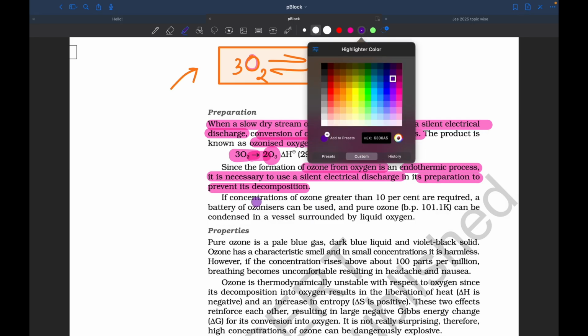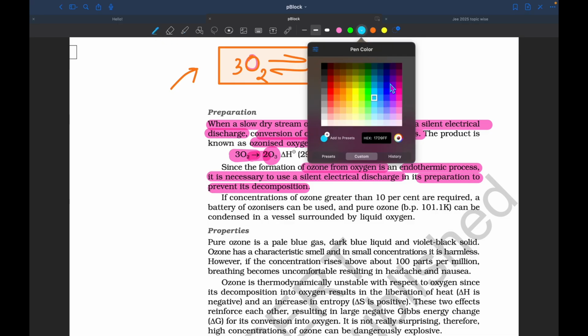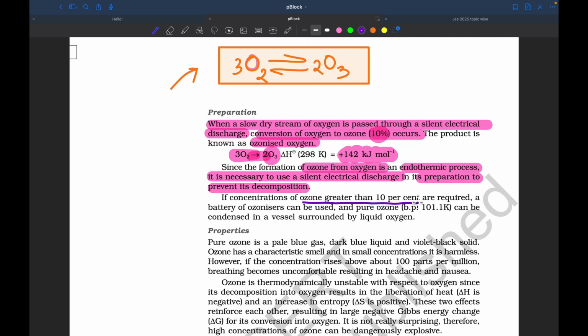If a concentration of ozone greater than 10% is required, a battery of ozonizers can be used. Pure ozone boils, condenses, and the surroundings of the liquid are by oxygen. So these are some properties.